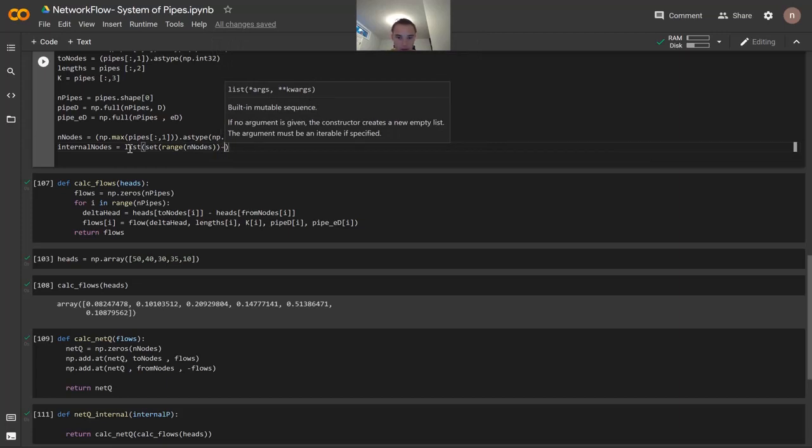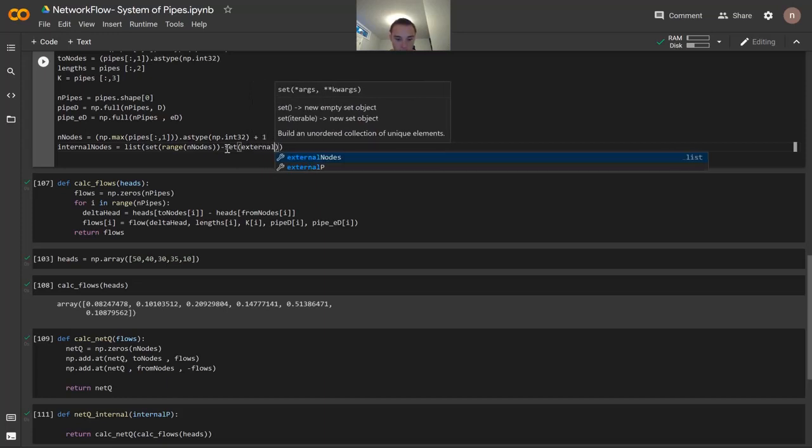Minus the range. Let me make sure these parentheses are on. Okay, so this will be the number of total nodes. Our internal nodes will be the number of total nodes minus the external nodes. So we'll set this other range to our external nodes, and this should give us our internal nodes.